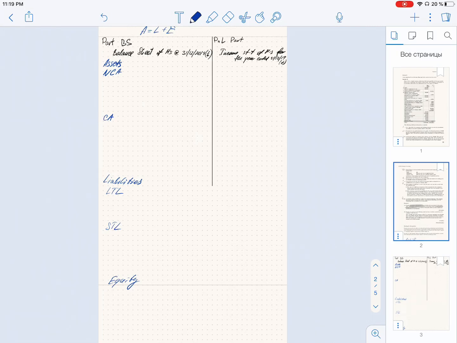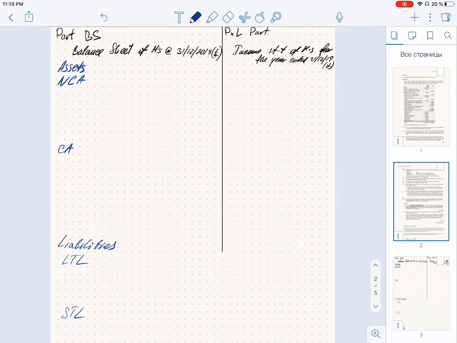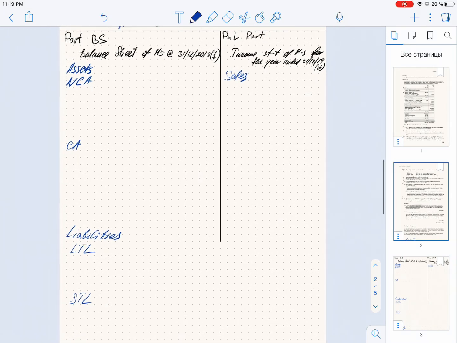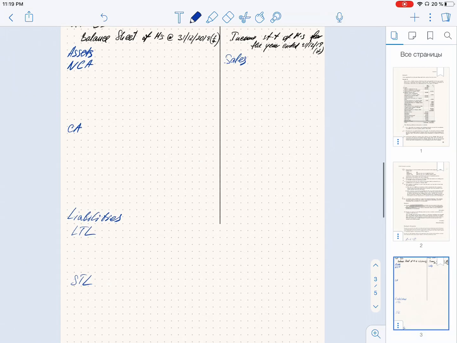And on the right side, I have income statement, and income statement always starts with sales line, and I will allow some space, a lot of space, for different calculations like cost of sales, gross profit, adding other income, deducting other expenses. At the very end of income statement, at the very bottom of my page, I would have net income.